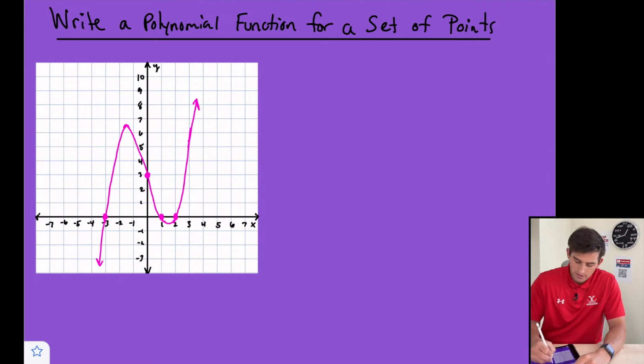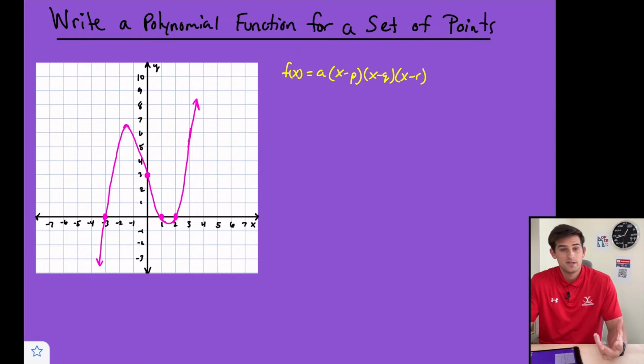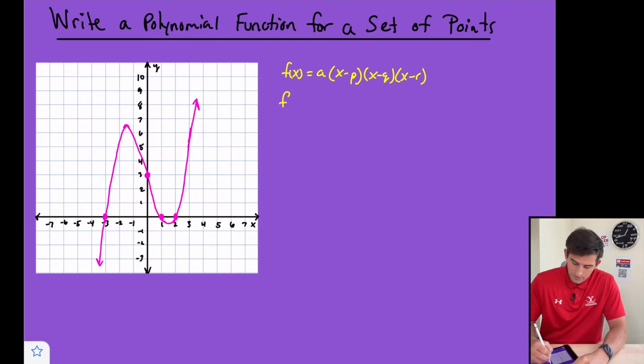So I'm going to start off and write f of x is equal to a times x minus p times x minus q times x minus r. So p, q, and r represent my x-intercepts, or the zeros of the function where the graph crosses the x-axis. A represents my stretch or my shrink, so whatever is happening to my points that differentiates it from what the parent function would look like. All right, so let's go ahead and plug in some information.